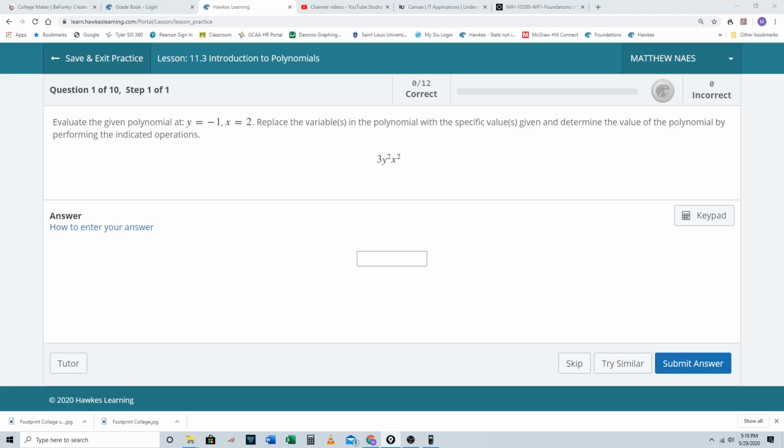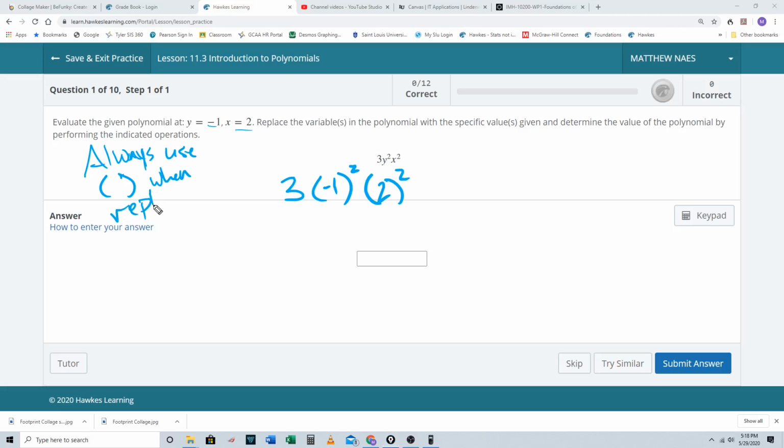Now, here's what you're going to do. When you plug these in, you always want to plug things in parentheses. So y is -1, x is 2. That's going to give you 3, but instead of y, we have (-1) squared and (2) squared. You always plug in parentheses. Always use parentheses when replacing variables.